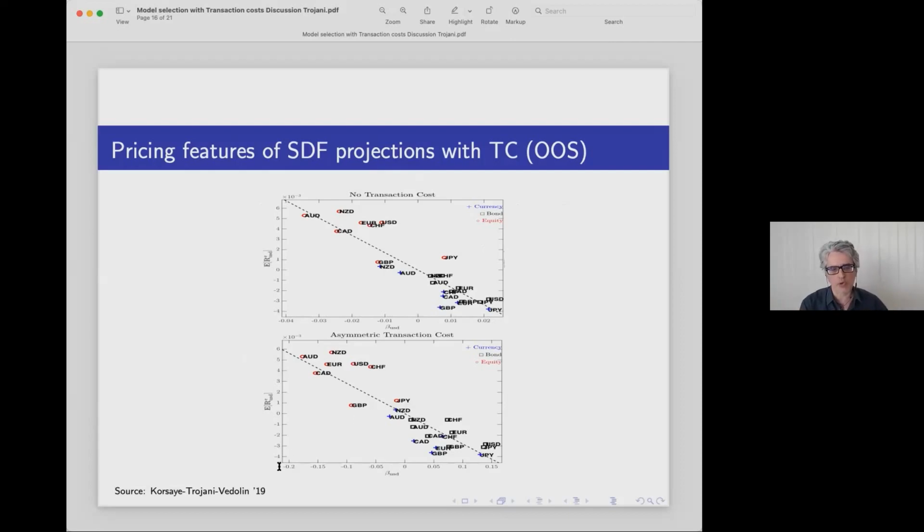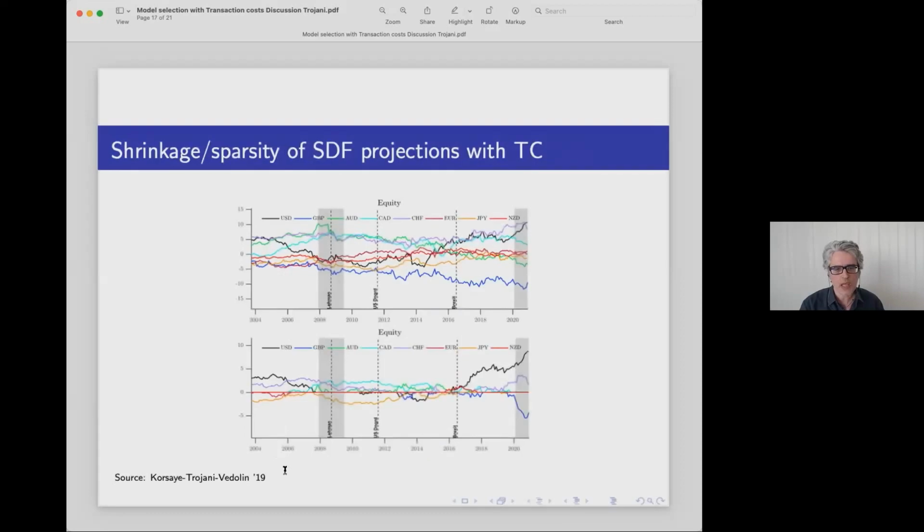The betas to the transaction cost factor model are instead relatively spread out. Why this? Simply because SDFs with transaction costs are less volatile by construction, and therefore you have a cleaner description of the beta. So this is the structure of those SDFs. It goes a bit like in this portfolio rebalancing story.